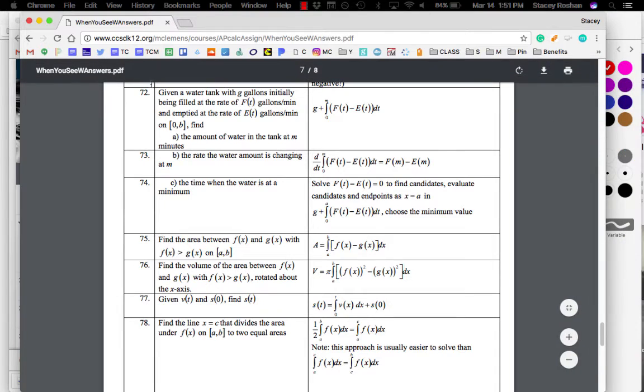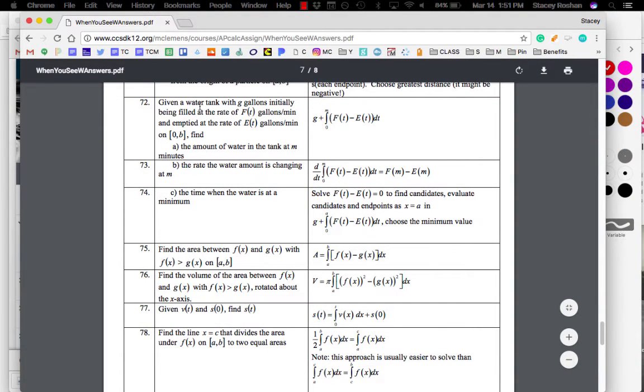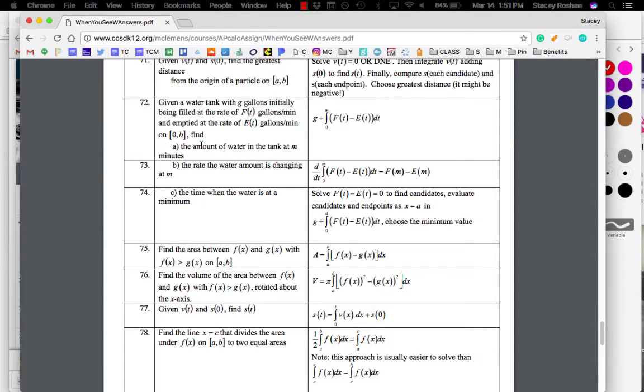So that more specifically was this one: when you're given a water tank with G gallons initially being filled at the rate F of T gallons per minute and emptied at the rate E of T gallons per minute. So it's being filled and it's being emptied. What is the amount of water in the tank at M minutes? And so we know to get from a rate to an amount, we have to take an antiderivative, right? And it's filling and emptying, so you do filling minus emptying.